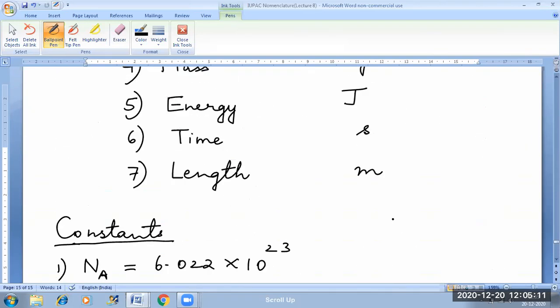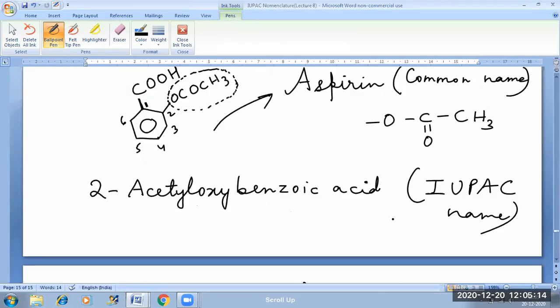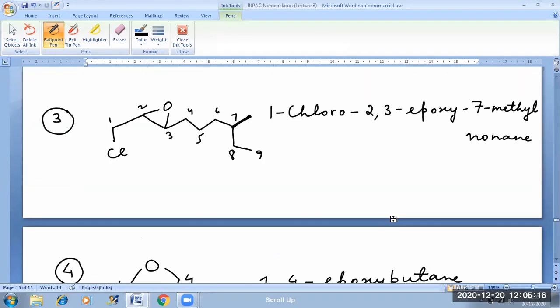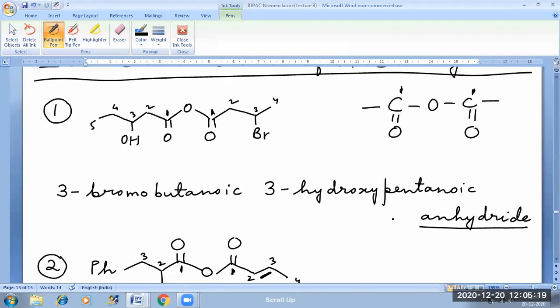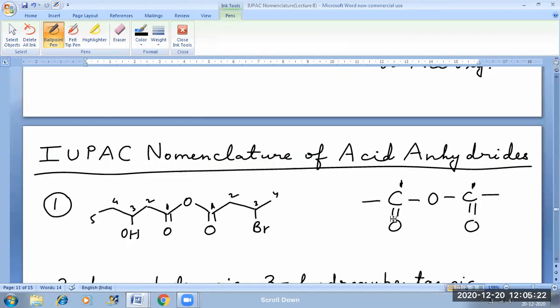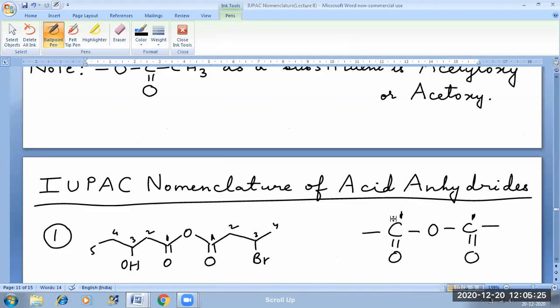Okay. Now, let's come back to the last part. Another thing which is pending is this. We have not done IUPAC nomenclature of anhydrides. So now we are doing that. What is an anhydride? Whenever you see CO and then one oxygen atom between the two CO, it is called an anhydride. CO, then O, and then again CO. This is called acid anhydride, or if you just call it anhydride, that is also okay.